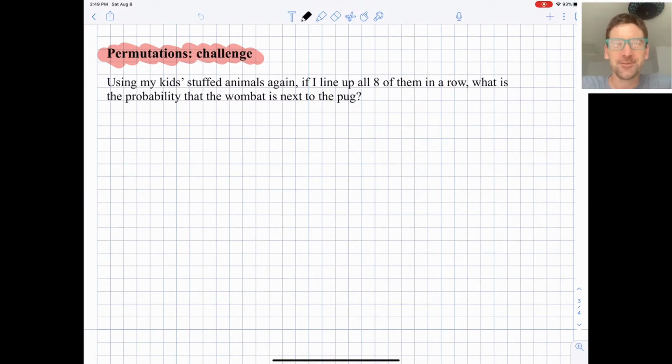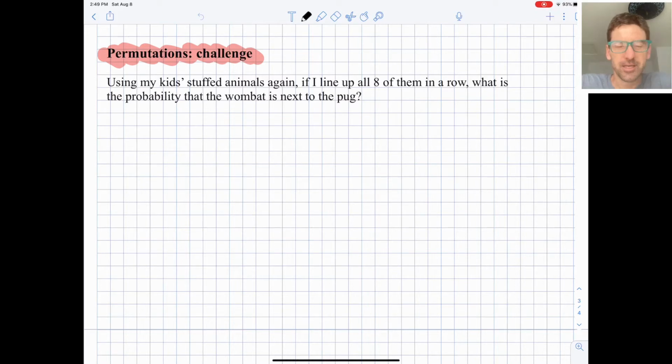All right, we're going to keep moving on with our work in the world of counting in our probability class, specifically with permutations today. So here's a challenge problem that I want to give you, and I really encourage you to pause the video and try to figure it out on your own, and then see if you can come back and follow along and see how you did.